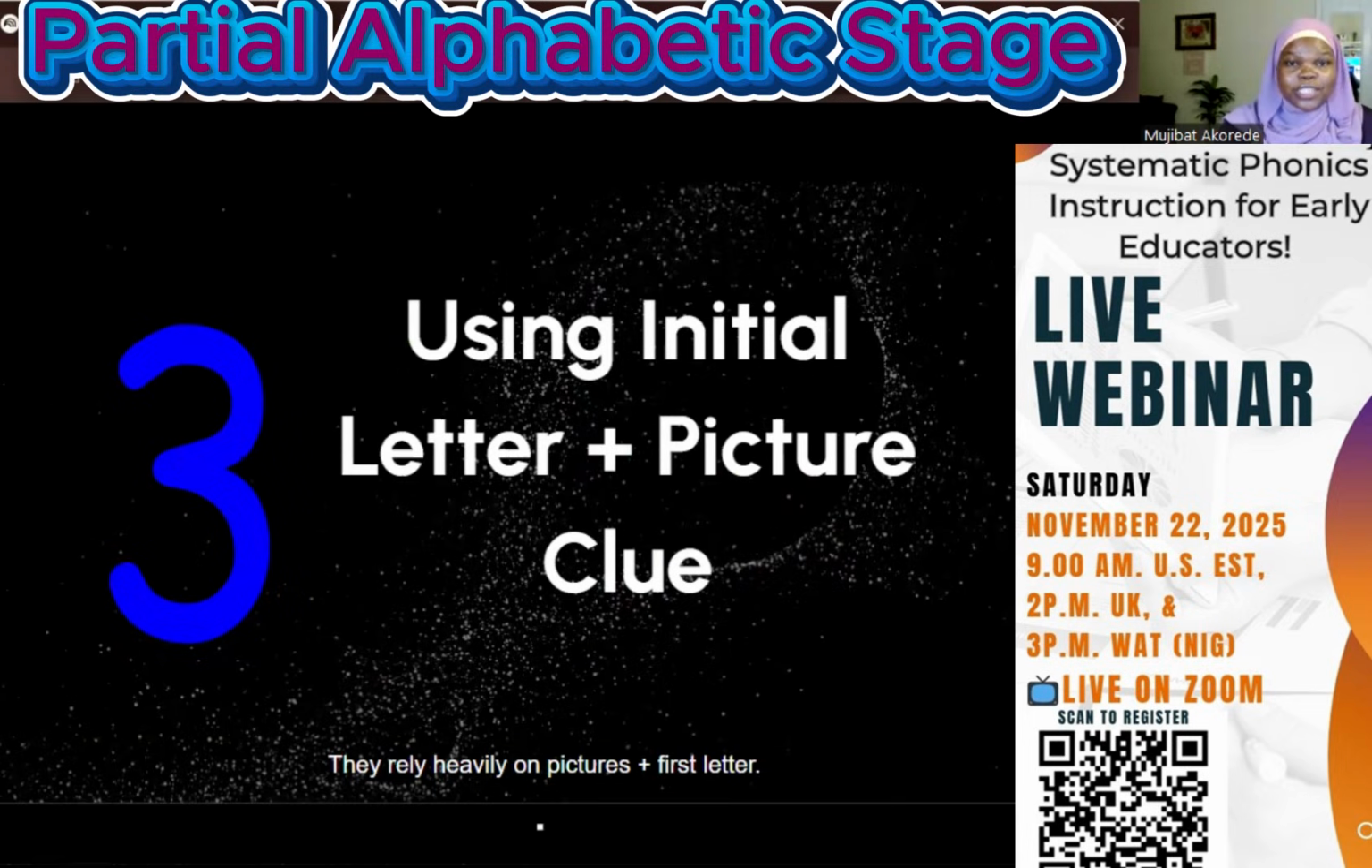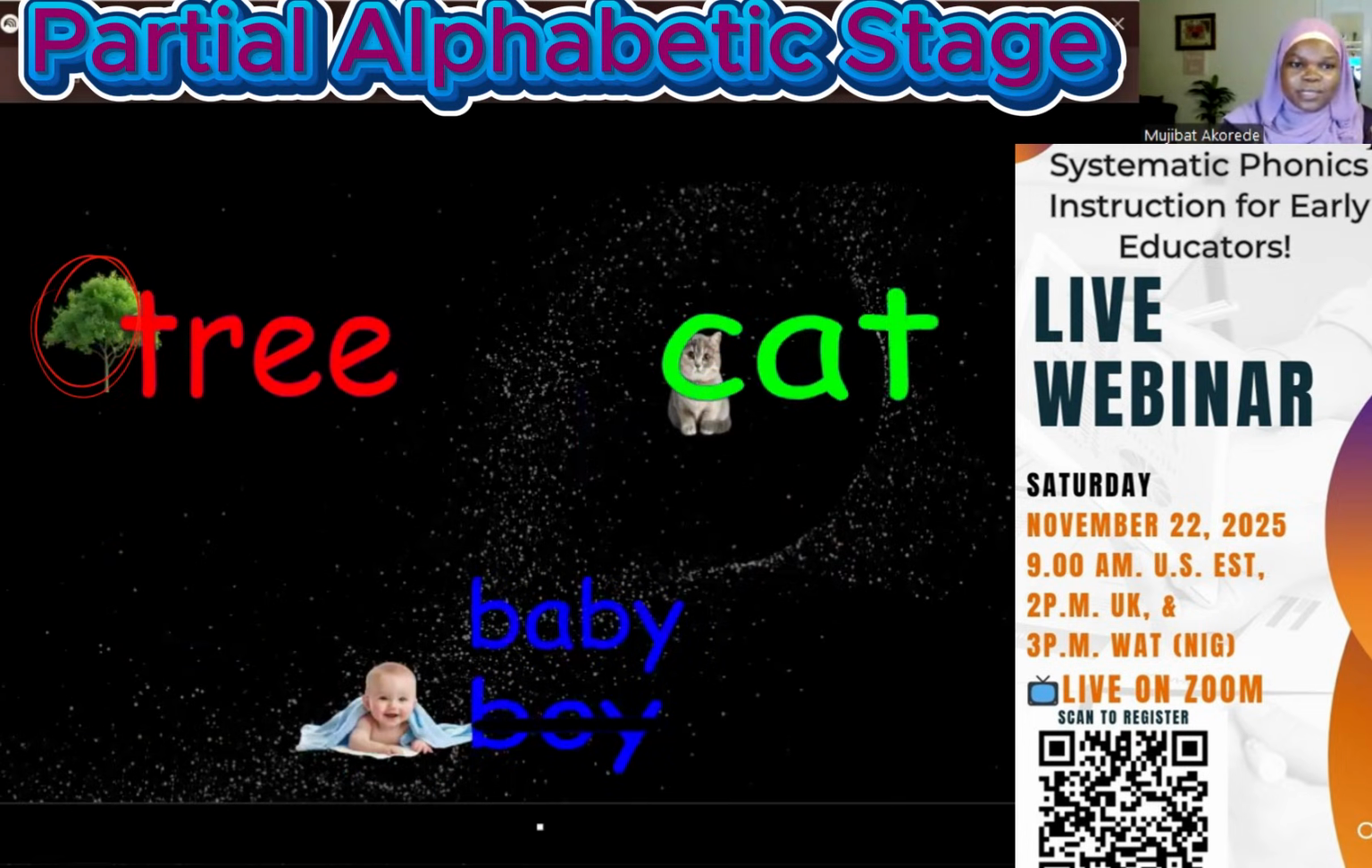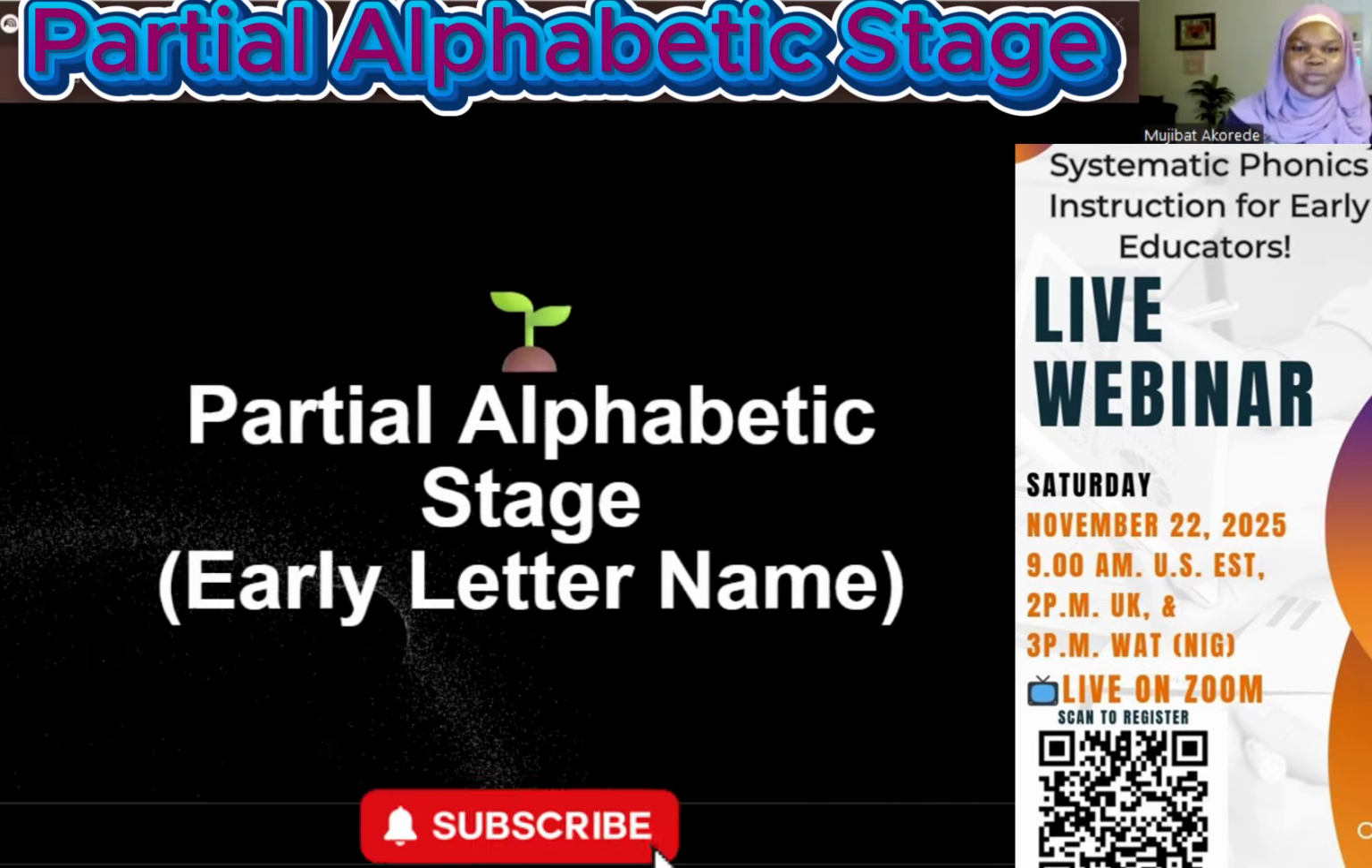They rely heavily on the pictures and the first letter. Here's an example. They know this is a tree, the T, then the picture of a tree, they connect it together. Hi everyone and welcome.